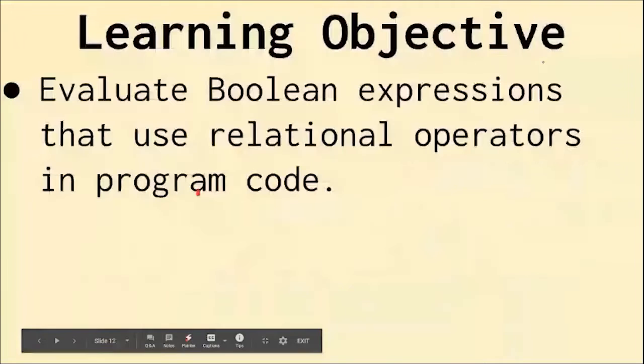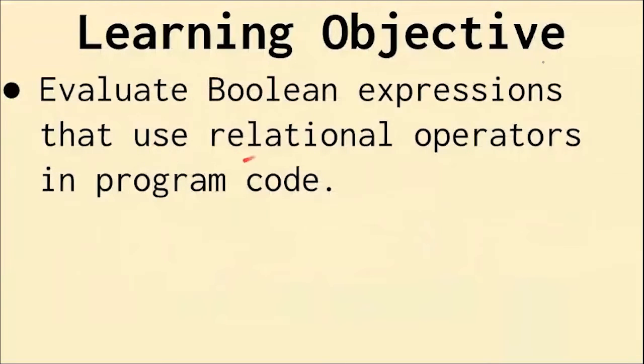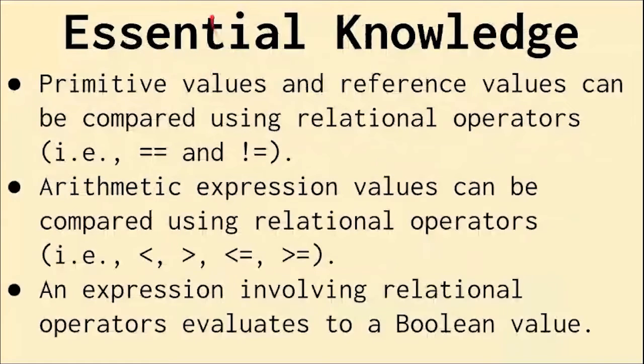So Boolean expressions, evaluate Boolean expressions that use relational operators in program code. Relational operators are things like this right here with the double equal sign or the exclamation point equal sign. This means, is it equal? Question mark, true or false? Is it equal? Is it not equal? So don't treat it like it's setting it equal to it. Treat it like it's a question.